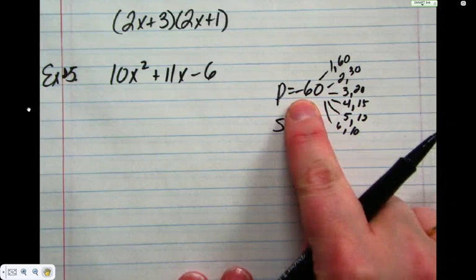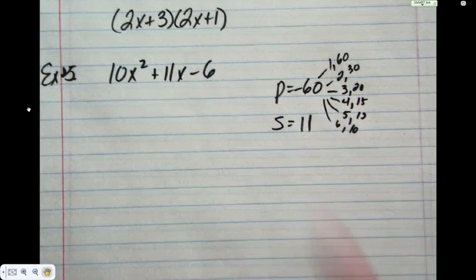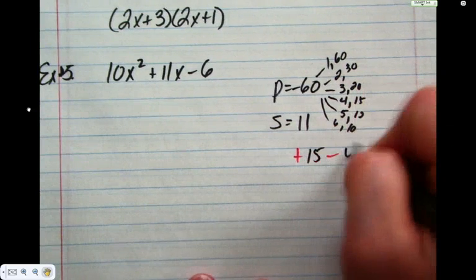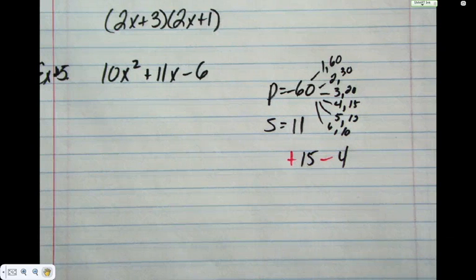If this is negative, what do we know about the signs here? One has to be positive and one has to be negative. I heard 15 and 4. Why is it positive 15 minus 4 and not minus 15 positive 4? So why is the 15 the positive one and the 4 the negative one? Because it would be negative 11 if we switch them.